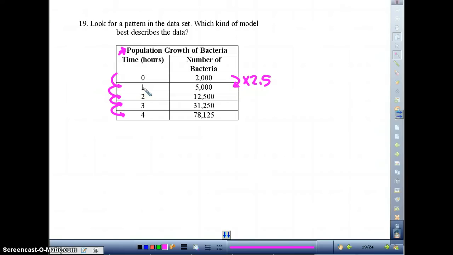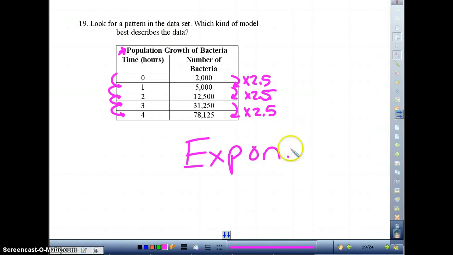12,500. Yep, once again, from here to here, multiplied by 2.5. I'm going to check this last one way down here. That 5 was horrible. 78,125 divided by 31,250. Yeah, all the way down the board. We're multiplying by 2.5. So this is exponential. What kind of model describes the data? It is exponential. All right. Exponential function. Number 20.